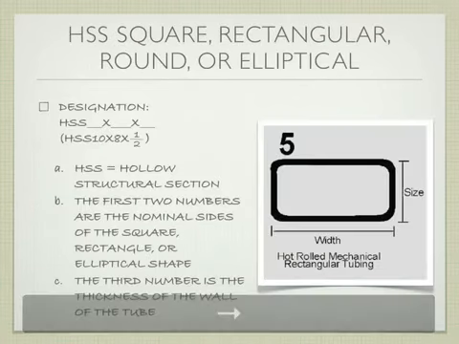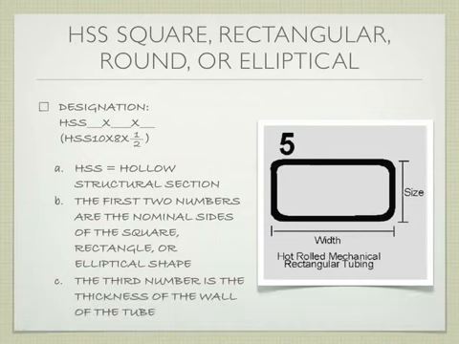Okay. So we move on into a different shape. This is HSS, which is hollow structural section steel. It can be square, it can be rectangular, it can be round, or it can be elliptical. The most common is square or rectangular, but depending on what you're trying to make, it could vary. So notice we have something different. We have the HSS designation, so we understand that it's going to be a rectangle.